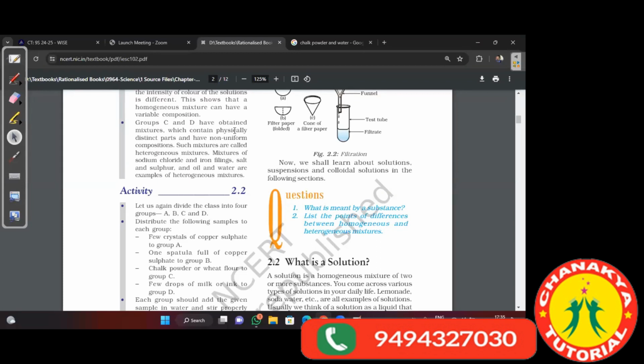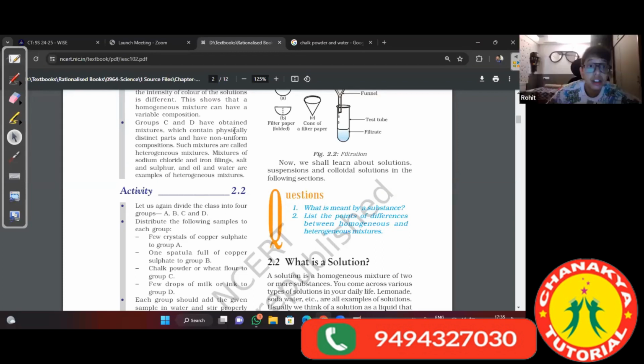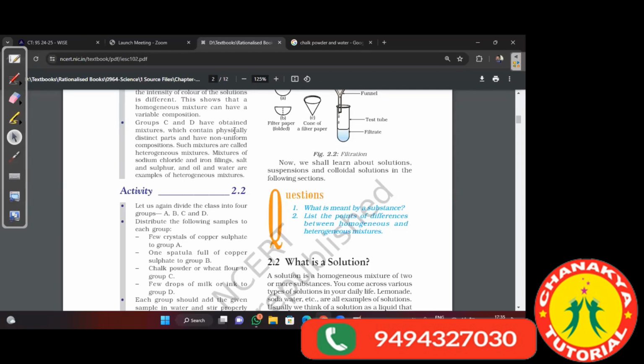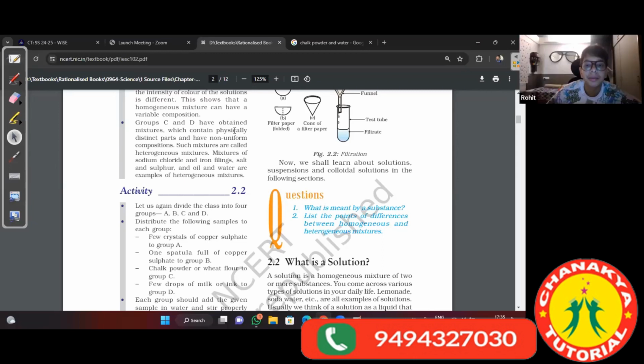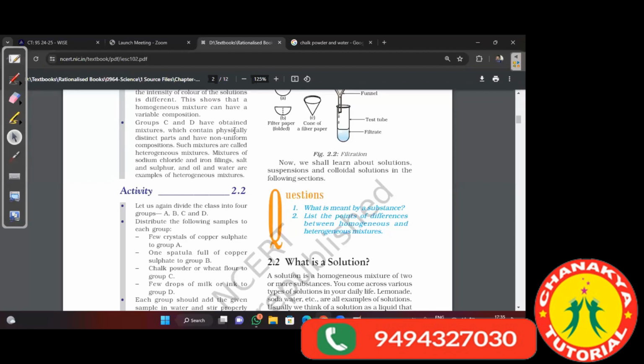Rohit, can you try out anything? Their properties are uniform. Okay, properties are uniform. No. What is a substance? Okay, so the substance has similar particles present in them.